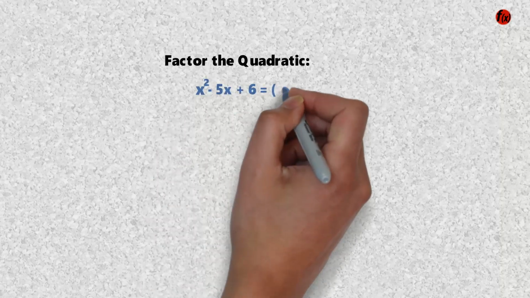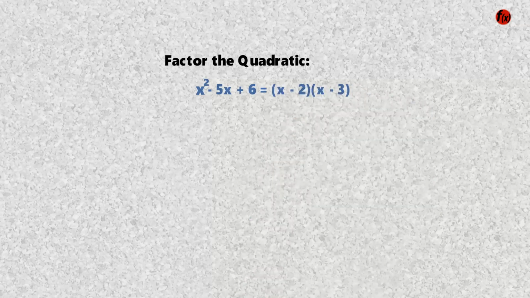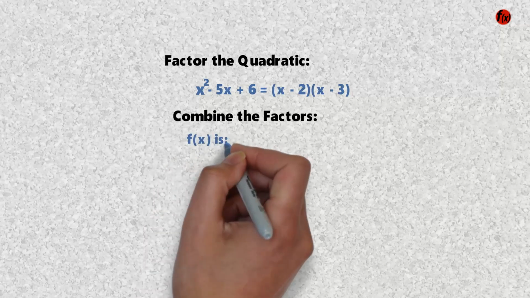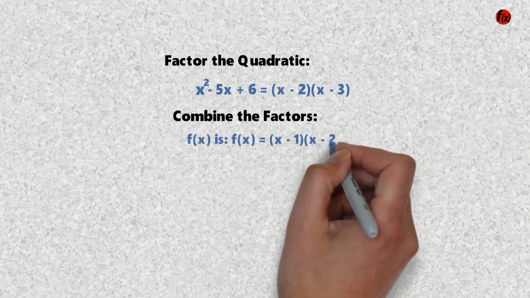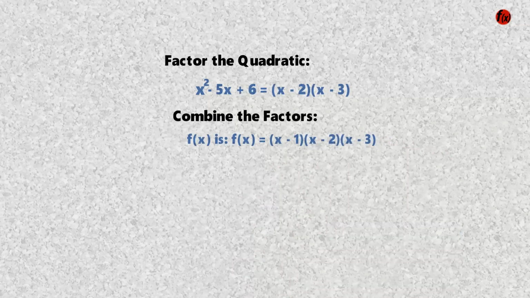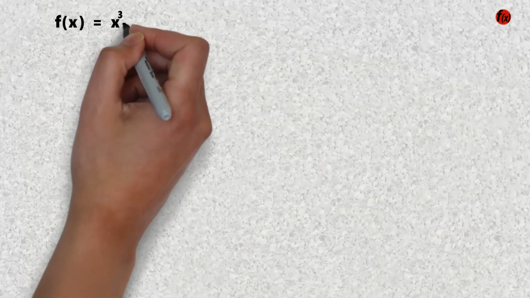Factor the quadratic. x squared minus 5x plus 6 equals x minus 2, x minus 3. Combine the factors. Therefore, the factorization of f of x is f of x equals x minus 1, x minus 2, x minus 3. Let's do another example.